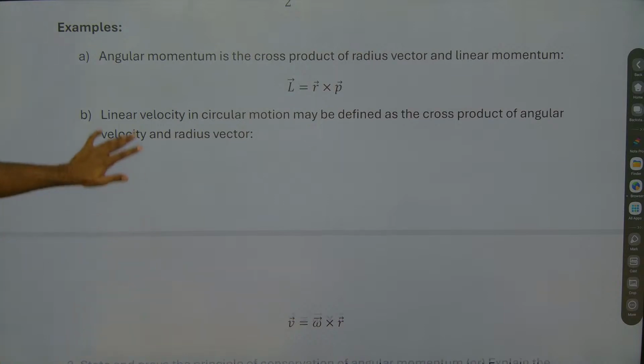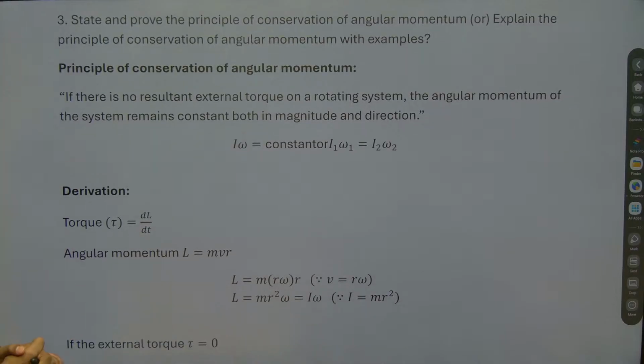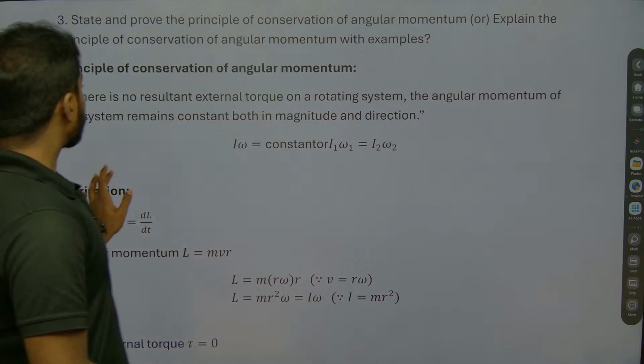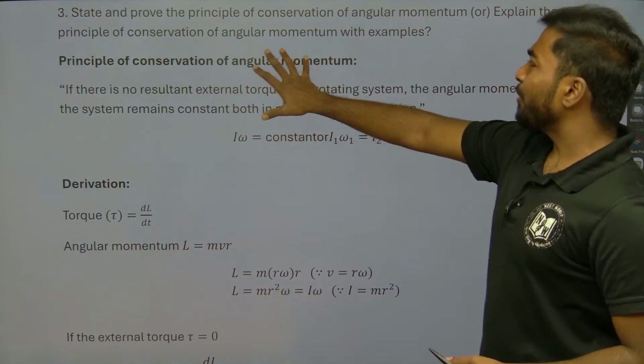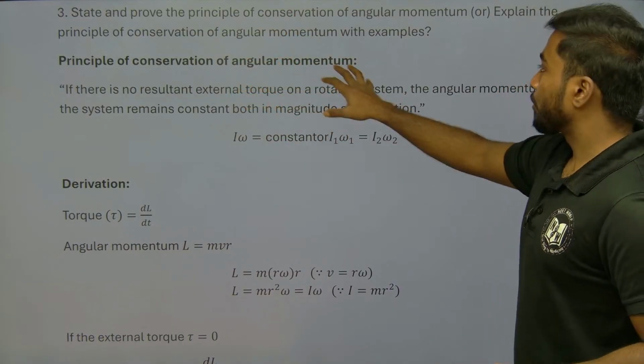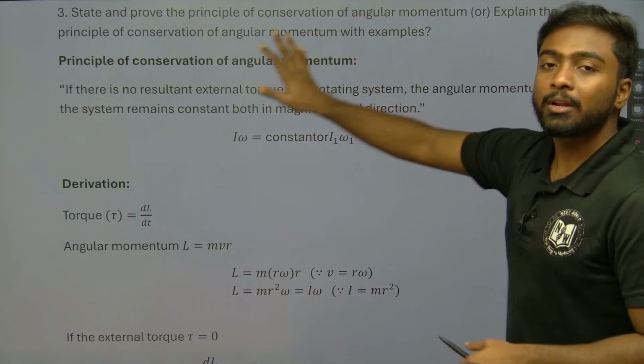Okay. The next question is, state and prove the principle of conservation of angular momentum, or explain the principle of conservation of angular momentum with example. Okay. So principle of conservation of angular momentum: if there is no resultant external torque. When we are talking about angular momentum, torque will be there. When we are talking about only momentum, only force will be there.